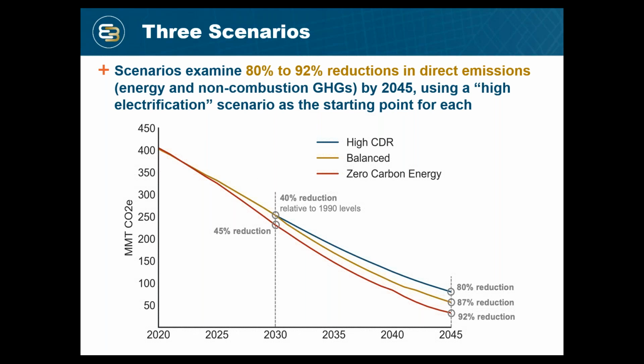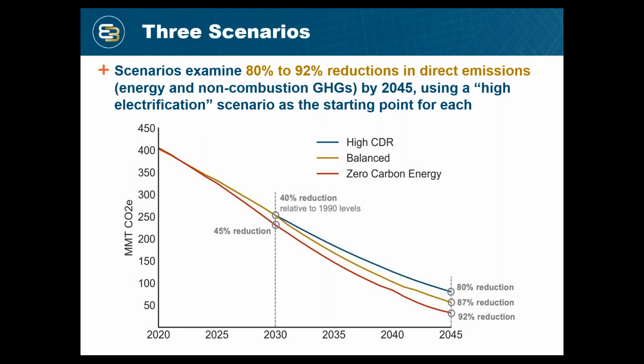So you can see between 2020 and 2045, there's a bit of a separation in terms of emissions between the three scenarios. The high CDR, or high carbon dioxide removal scenario, achieves an 80% reduction in energy system and non-combustion greenhouse gases by 2045. The balanced scenario achieves an 87% reduction by 2045, and the zero carbon energy scenario achieves a 92% reduction. And the remaining emissions then need to be reduced through carbon dioxide removal strategies in order to achieve net zero by 2045.